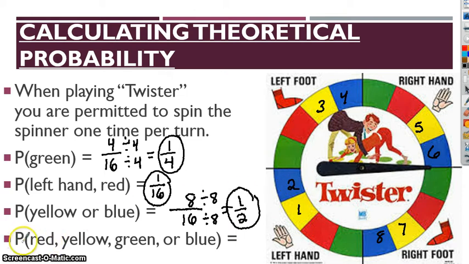Now look at the next question. It says, what's the probability of getting red, yellow, blue, or green? If you look, every single outcome is one of those 4 colors. So that's 16 out of 16, which is equal to 1. In yesterday's lesson, we talked about how that's a certain occurrence. This is definitely going to happen.